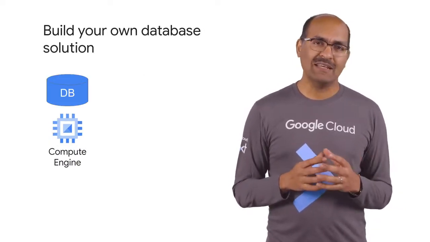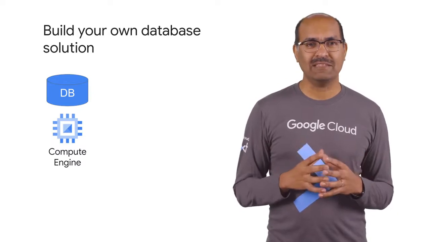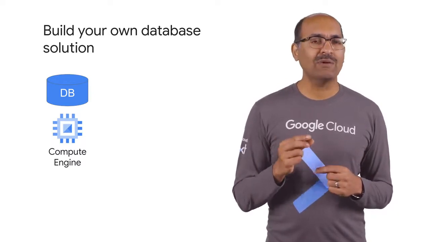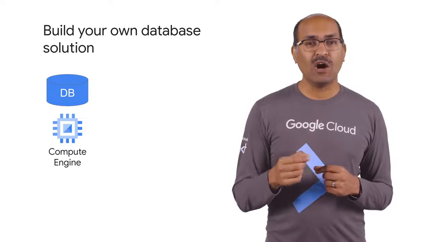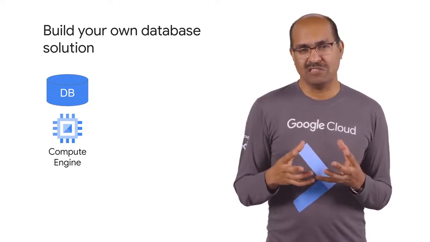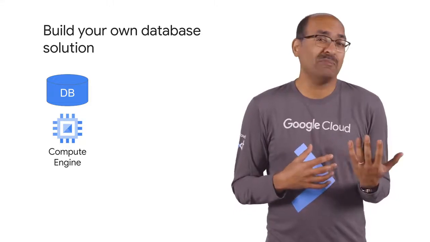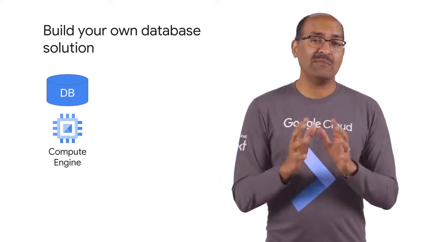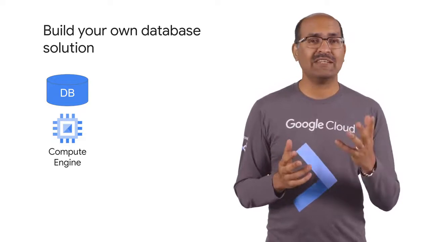Most applications need a database of some kind. If you've built a cloud application, you can install and run your own database for it on a virtual machine in Compute Engine. You simply start up the virtual machine, install your database engine, and set it up, just like in a data center.